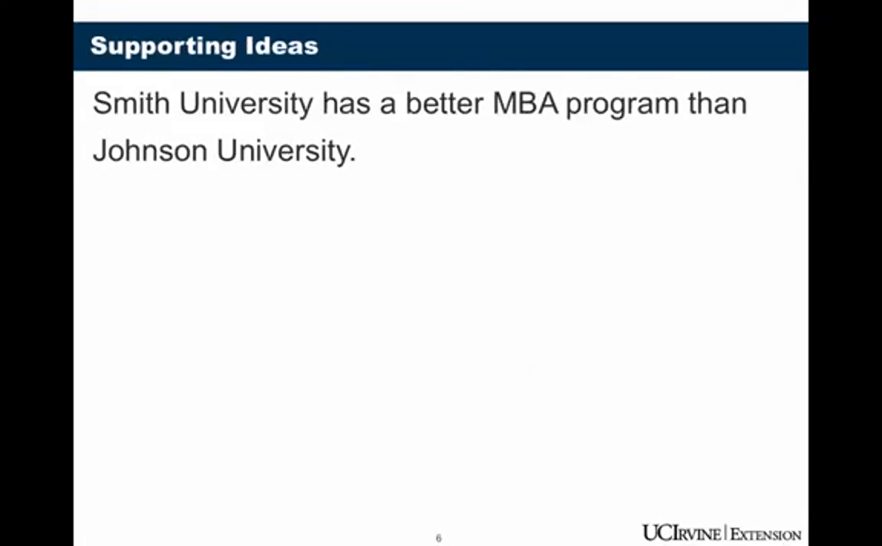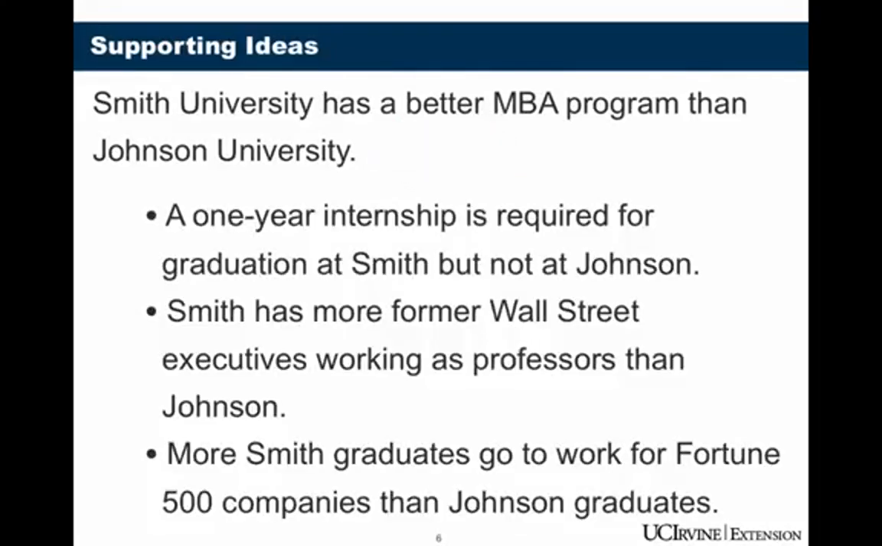Let's take one of our topic sentences and write some supporting ideas for it. We could point out that Smith requires a one-year internship for graduation, but Johnson does not. This is one thing that makes Smith better than Johnson. Another thing could be that Smith has more former Wall Street executives working as professors than Johnson.